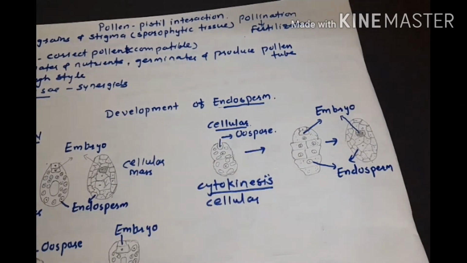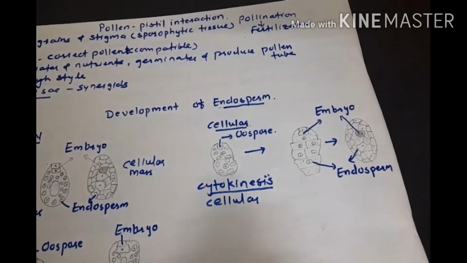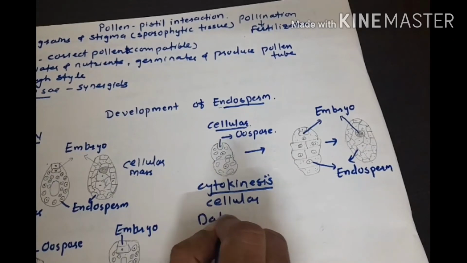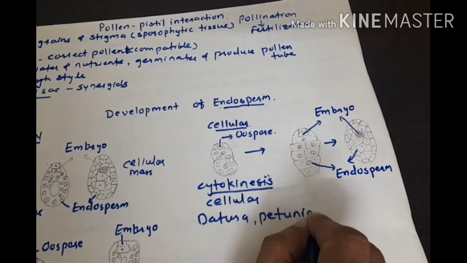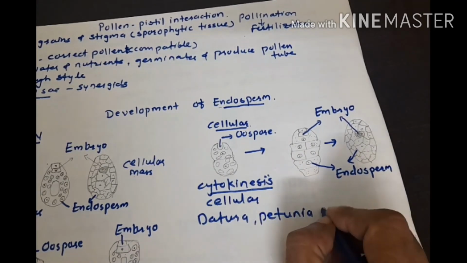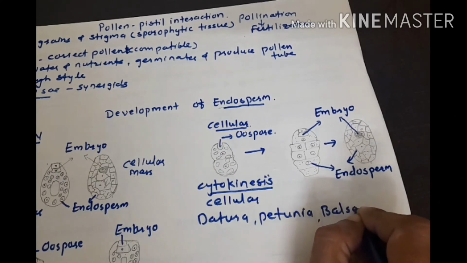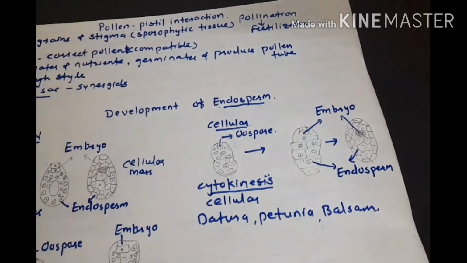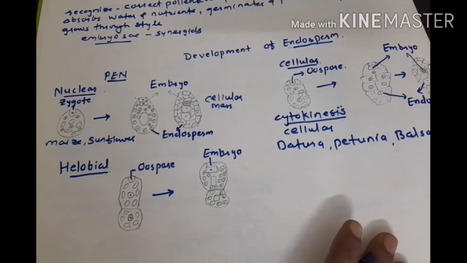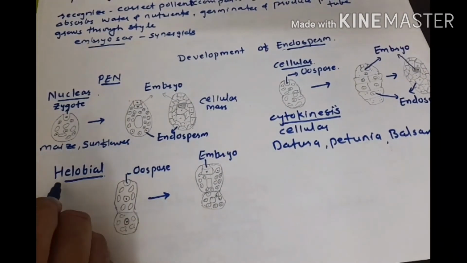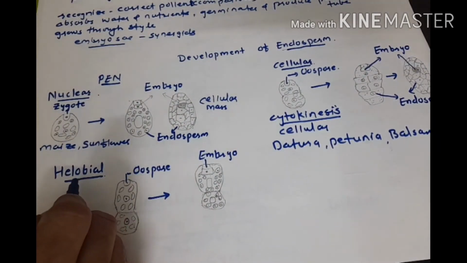Okay, it is less common and seen in dicot plants like datura, petunia. Then another example you can take is balsam, etc. Okay, that's all about the cellular type of endosperm. Then the third type of endosperm is helobial type of endosperm. What? Helobial type of endosperm.